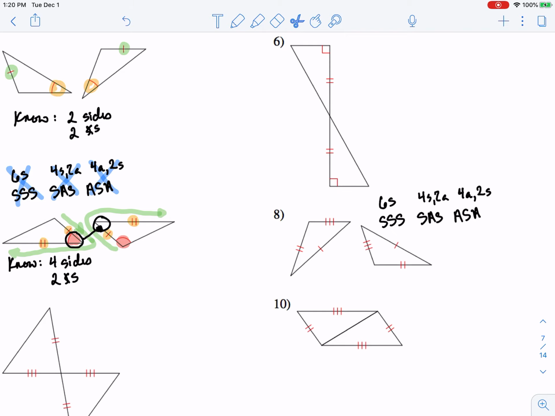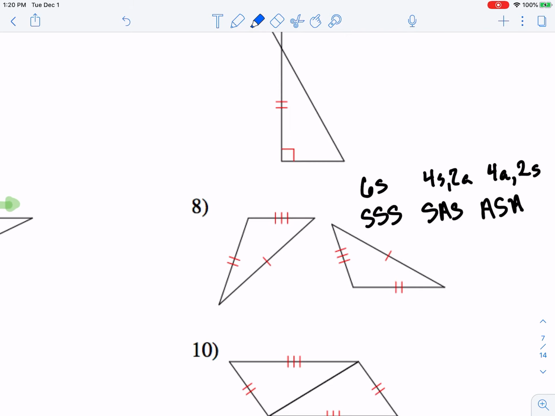Number 8, they're not touching. All right. So I see 1, 2, 3, 4, 5, 6 sides. So I know 6 sides, 0 angles. Because of that, I can immediately get rid of angle, side, angle, and side, angle, side because I don't know enough angles. Now, side, side, side must know all 6 sides, which I do.